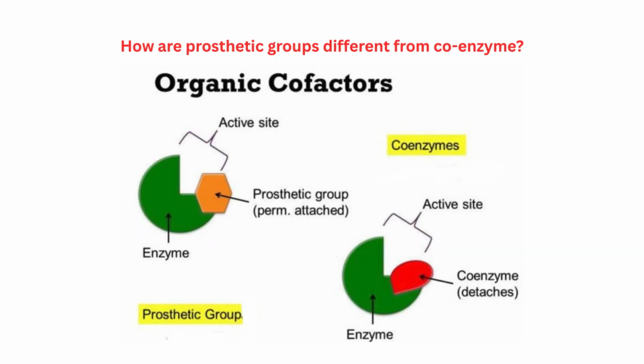7. How are prosthetic groups different from coenzyme? Prosthetic group: an organic cofactor that is tightly bound to the apoenzyme. Coenzyme: an organic cofactor that is loosely bound to the apoenzyme.